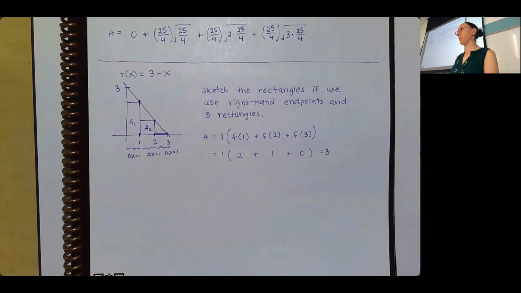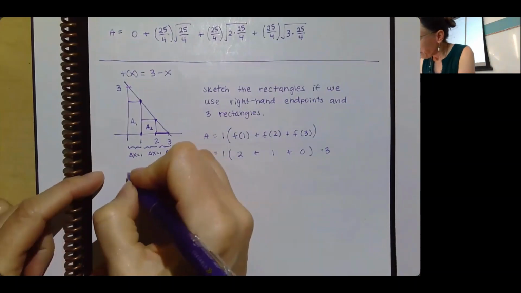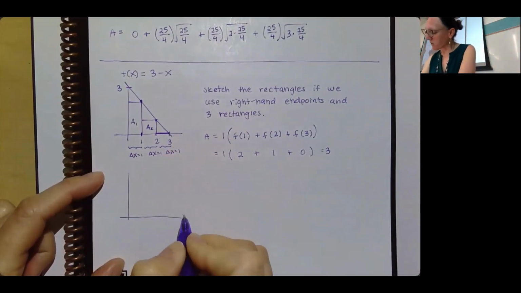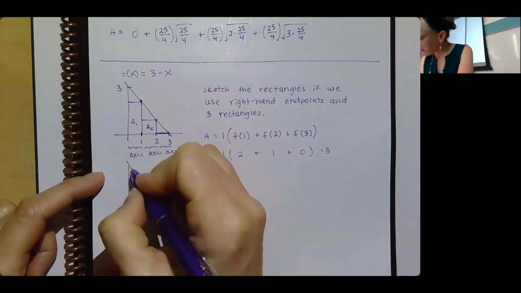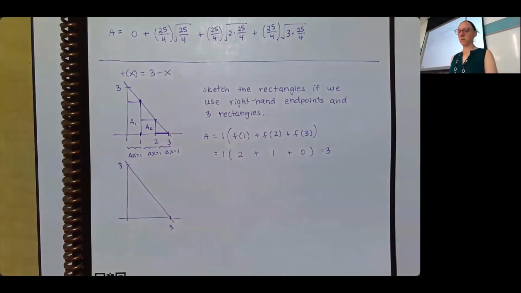Now for the fun part. I mentioned that mathematicians often are looking for ways to minimize their effort on the problem, but maximize accuracy. So a mathematician walks up to this and says, hey, it wasn't very accurate with only 3 rectangles. I can get more accuracy if I use more rectangles. So instead of using 3 rectangles, what if I decided to use 6 rectangles?